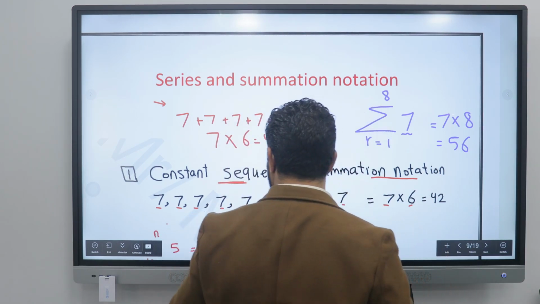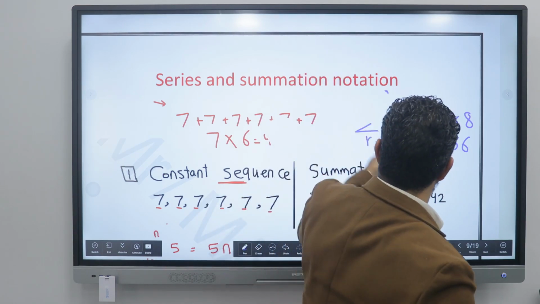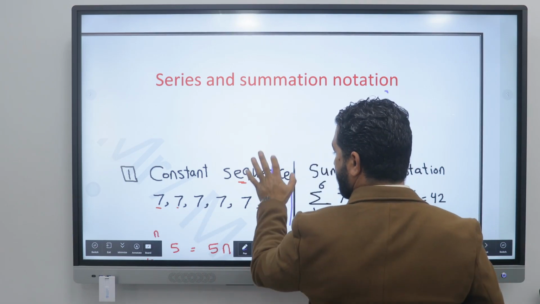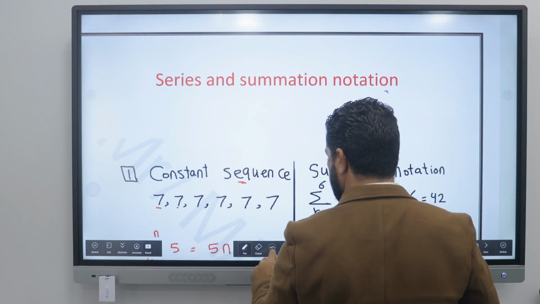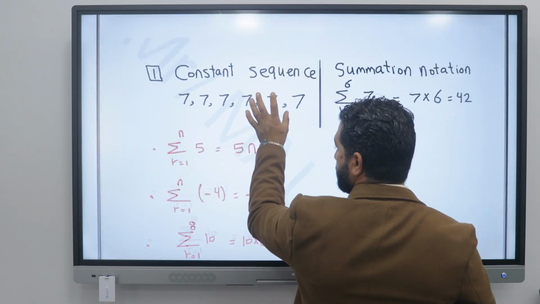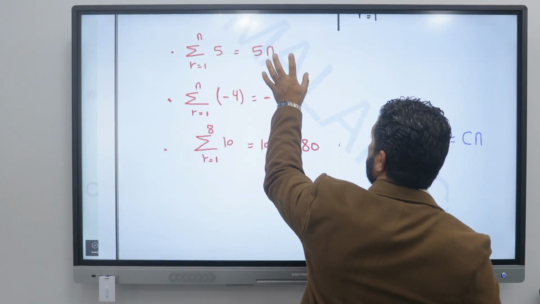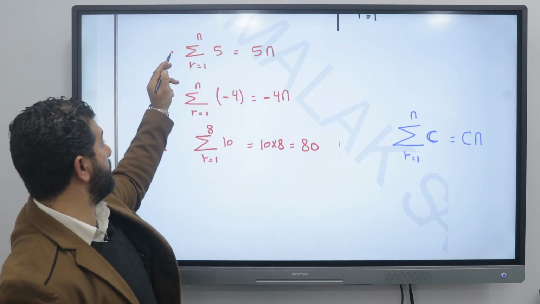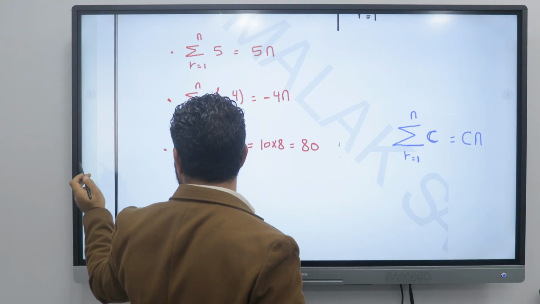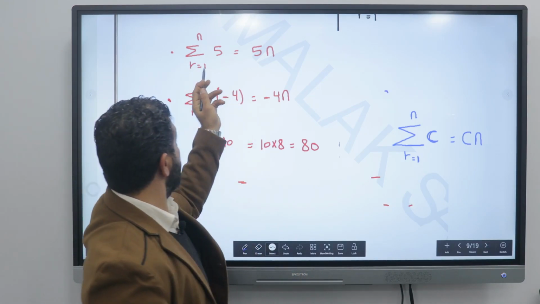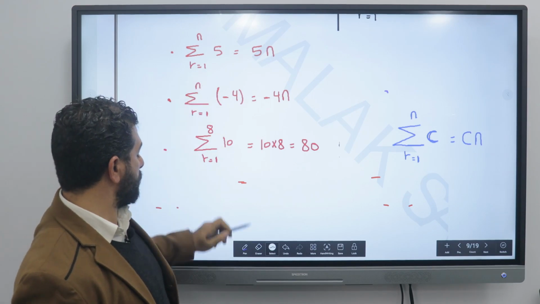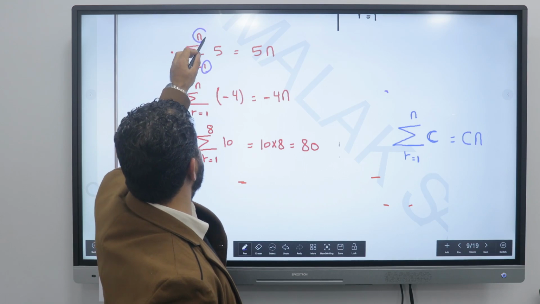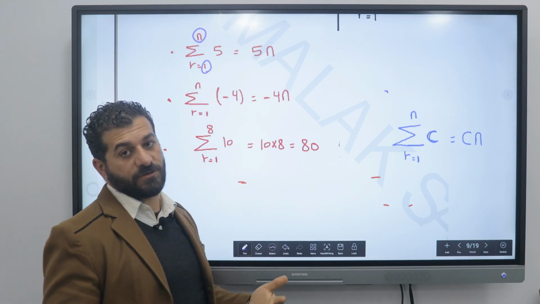Let's go to the next one here. If we have a sequence like this one, what is the meaning of this summation notation? We call it sigma. Here I want to get the sum from r equals 1, that means from the first term to n terms. What is n terms? I don't know what n is.